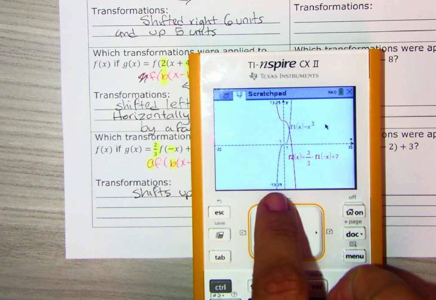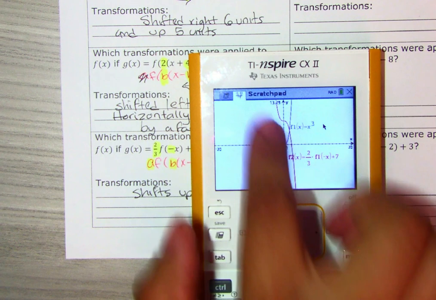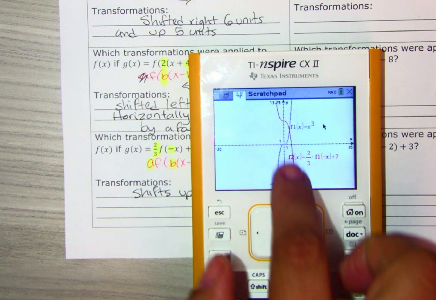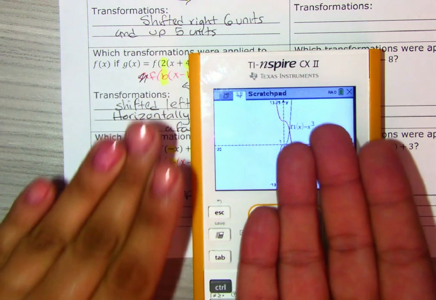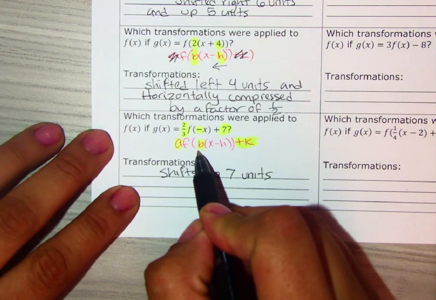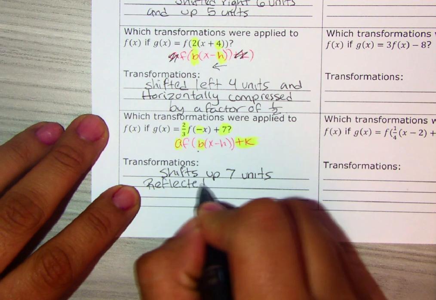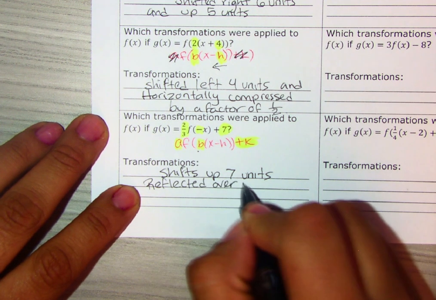You could tell the blue one is going up from left to right, and then now the red one is going down from left to right. So that shows that it just flipped upside down. I mean, sideways, sorry. So that B value, it's a reflection or reflected over the y-axis.